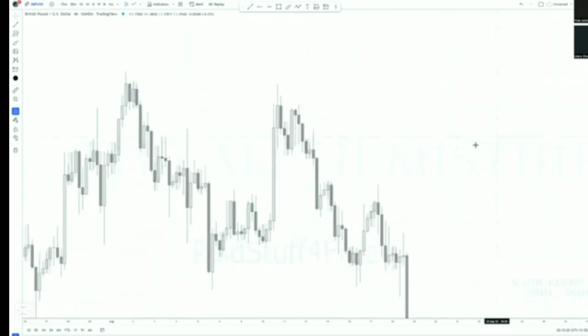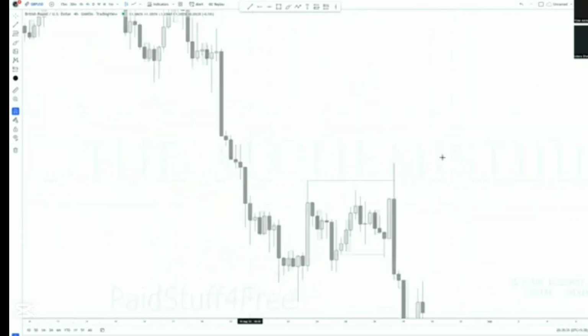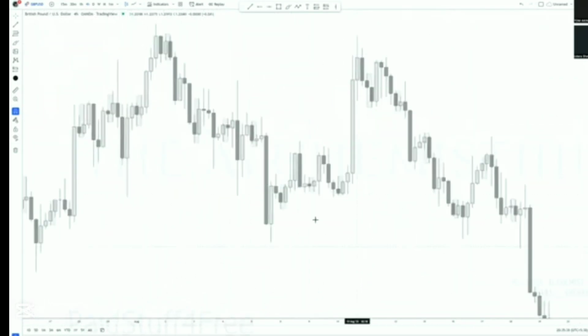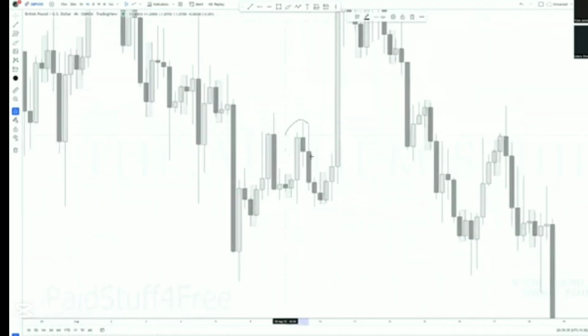When I say a swing high, it's just any three candles. Let me show you a clear example. Something like this is what we want to see. Let's say we pick these three candles. What we want to see is a lower high to the left, a lower high to the right, and the middle candle will be your swing high.